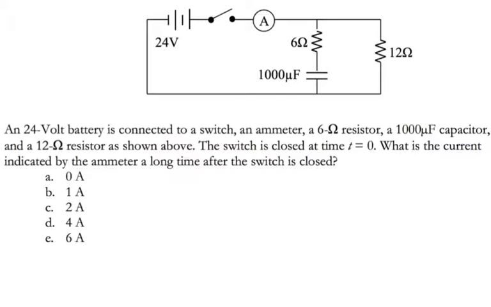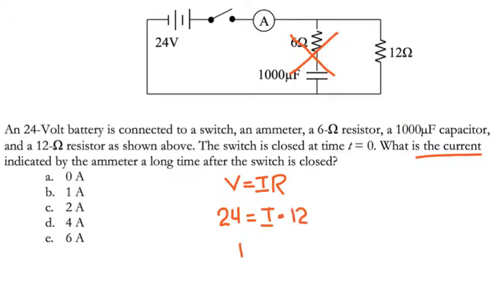So here's the trick again. If they say a long time after the switch is closed, that means the current is not flowing through the capacitor. So if they want you to find the current, I can use Ohm's law. So I have V is equal to IR. The voltage is 24. I'm looking for the current, and the total resistance in the circuit without the branch that has a capacitor is 12 ohm. So the current is 2 amps.